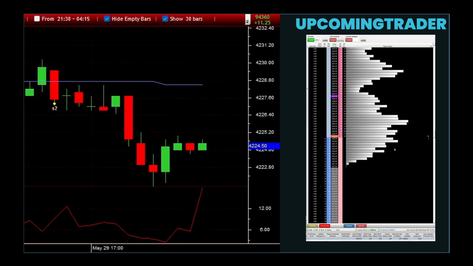Imagine having a tool that allows you to see the market's movements almost as if you had a crystal ball, giving you a clear picture of where the price is likely heading. That is exactly what the exponential moving average can offer.